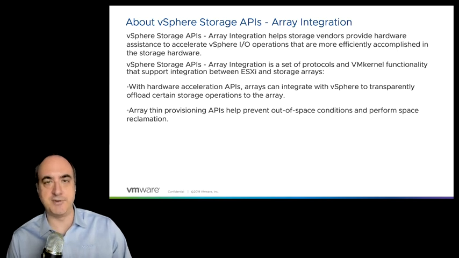But basically, once that's been put in place, and your array has now supported and implemented VAAI, then you're able to leverage two really important capabilities: hardware acceleration and array thin provisioning support, right? These are two really big things. The hardware acceleration basically integrates vSphere into having transparent offloading on certain storage operations on the array. That significantly reduces CPU overhead on your ESX server when it comes to storage I/O.